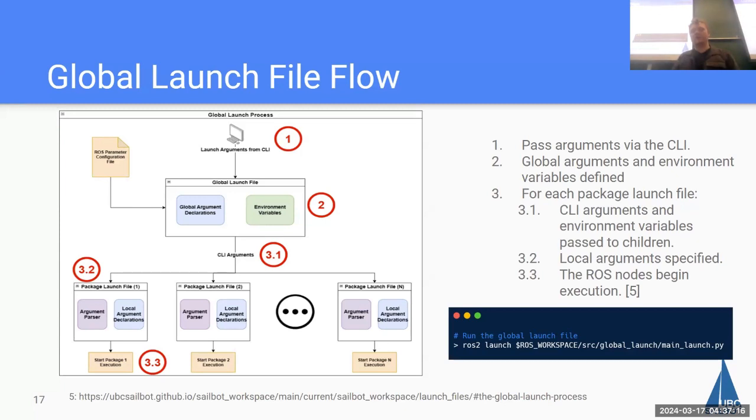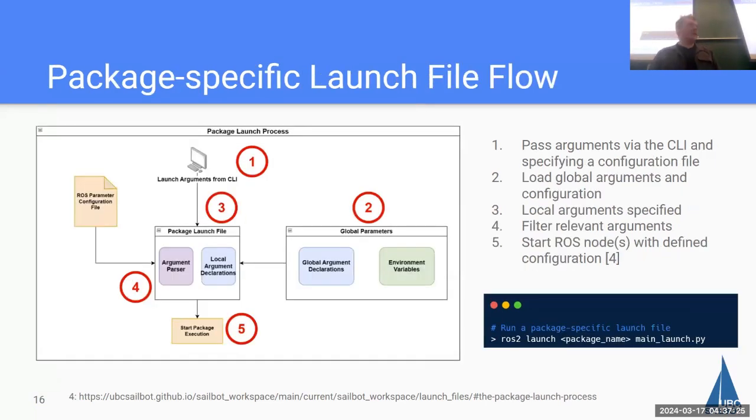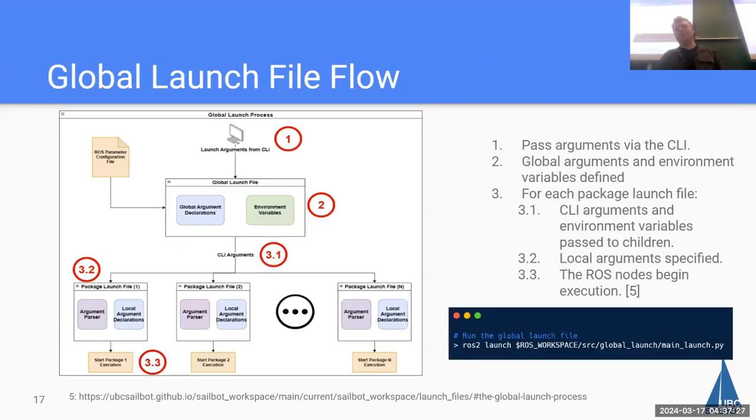The command for running the global launch file looks a little bit different from the package-specific one, because a package-specific launch file is associated with a package, but the global launch file is not. So you have to give it the full path to the launch file in order to run it, which is why it looks a little bit different here. That's it for the global launch file flow.